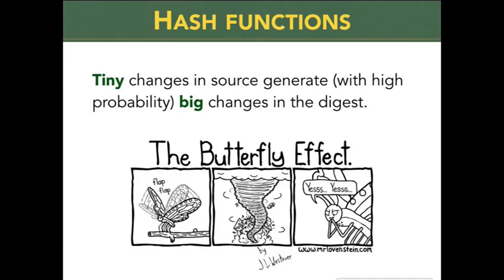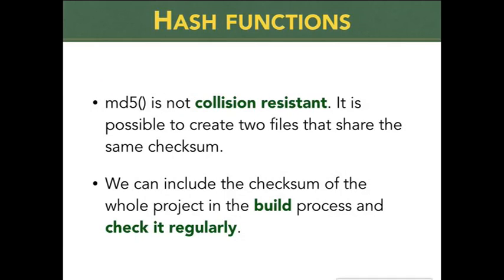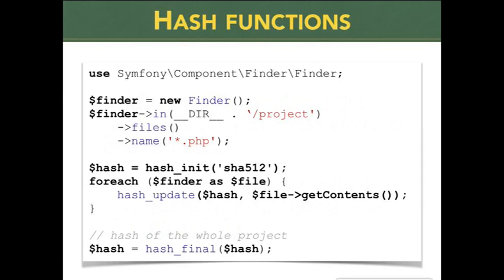Why don't we use MD5 anymore? Because it's not collision resistant. What the idea would be is, in the build process, when we deploy the project, we can create a hash of the whole project and then check it regularly. For example, using the Finder component of Symfony, we can get all PHP files and then create a hash of the whole project.